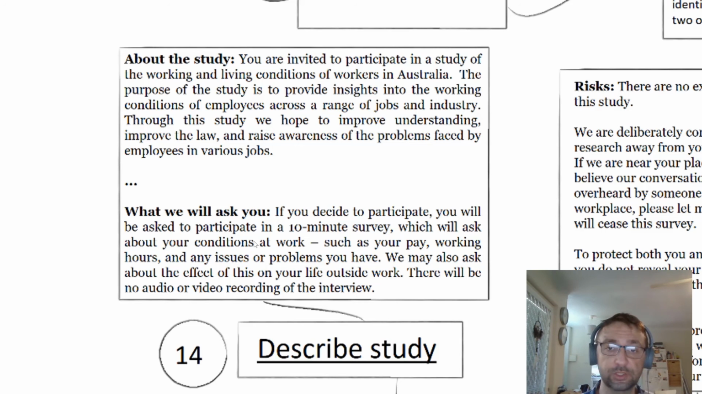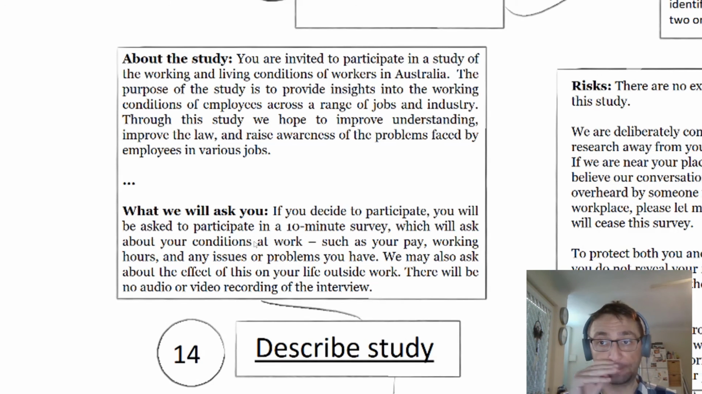And then also we describe what the study is going to involve, which is a 10-minute survey about your conditions at work, with some examples, such as your pay or working hours. These examples make it very concrete, and the issues or problems they have, so that they know what they're getting themselves in for. We also ask about the effect on your life outside work, so maybe how much sleep you get or what your living conditions are because of what you can afford to pay in rent. And it also says there'll be no audio or video recording. So it's just a reassurance.